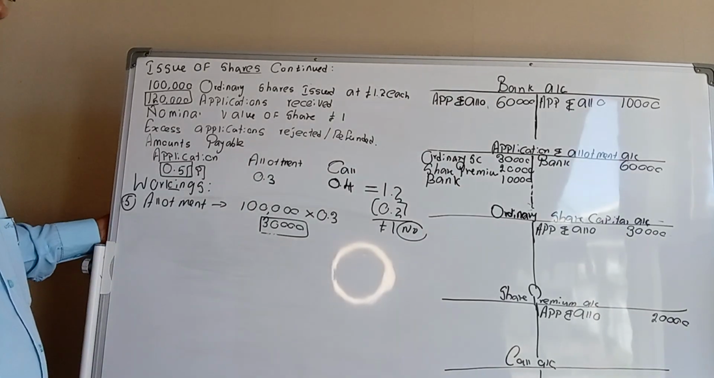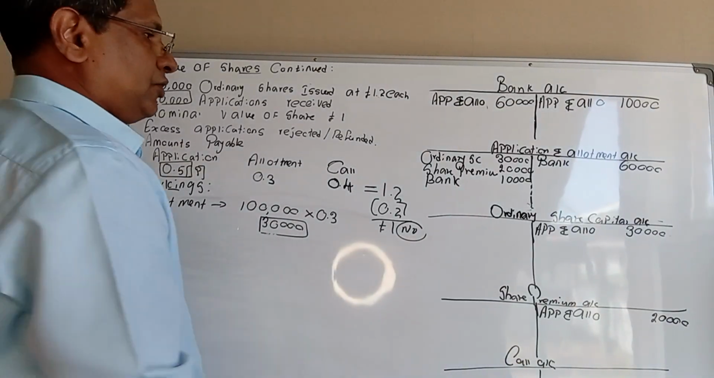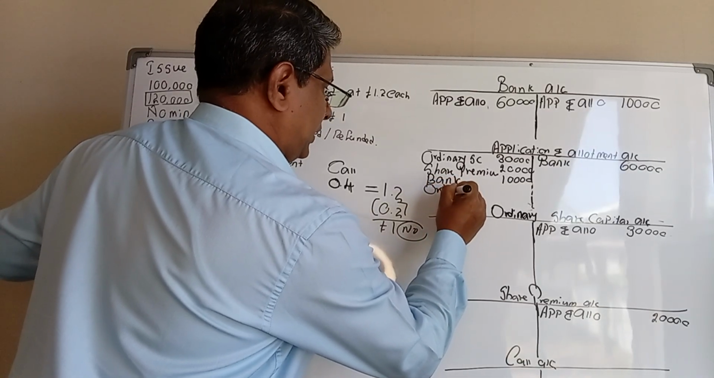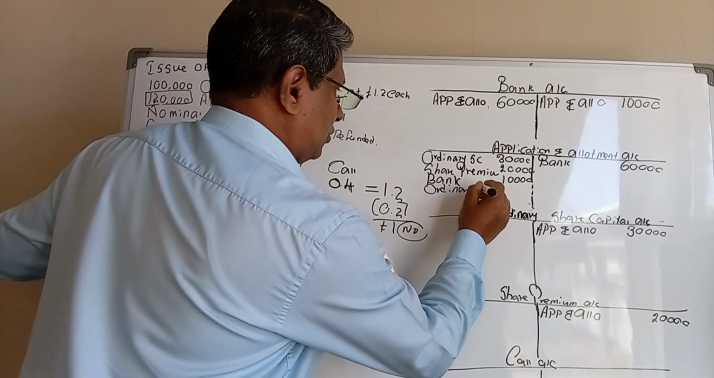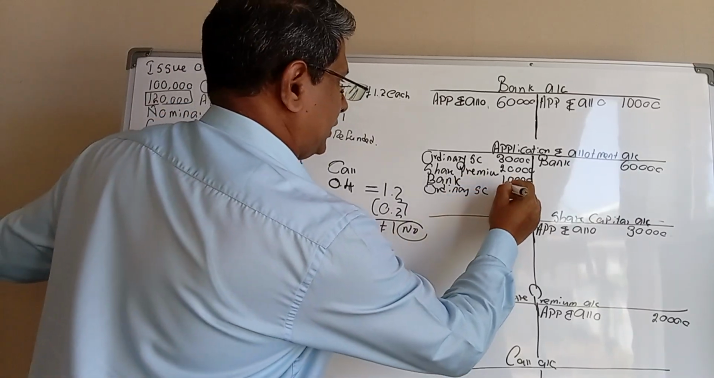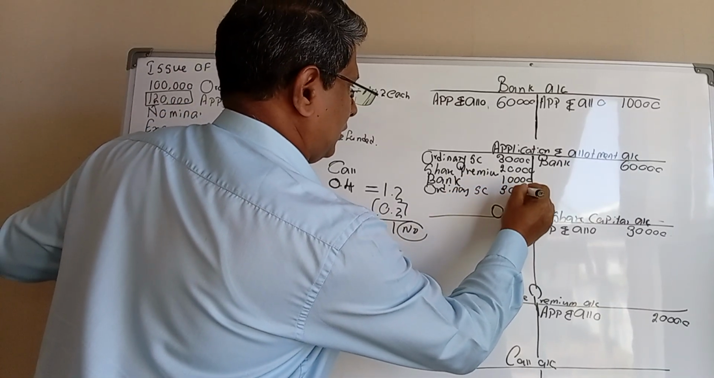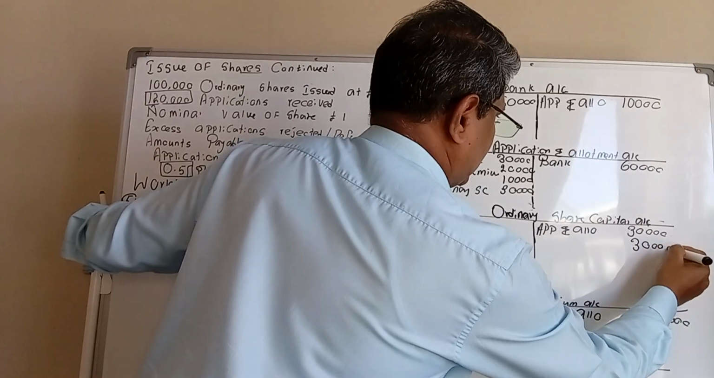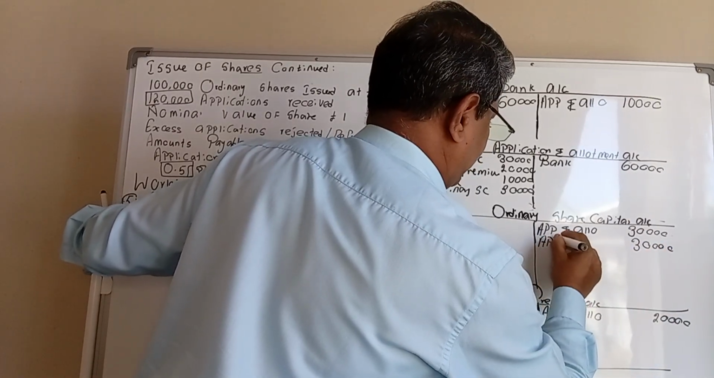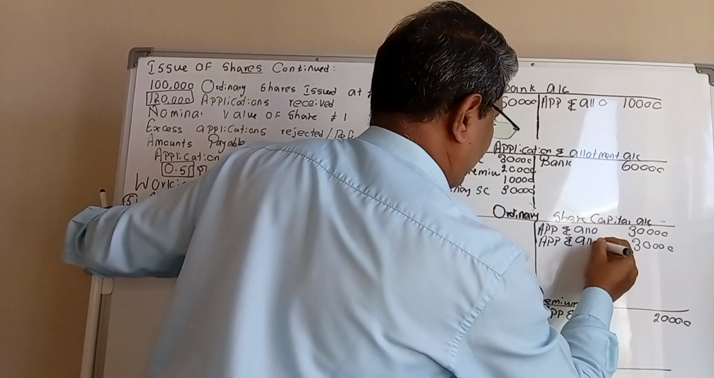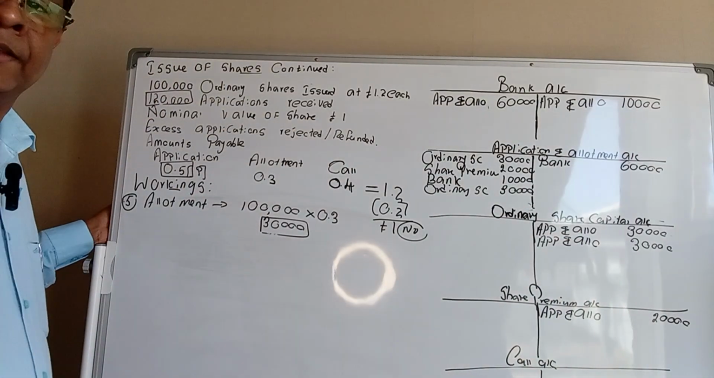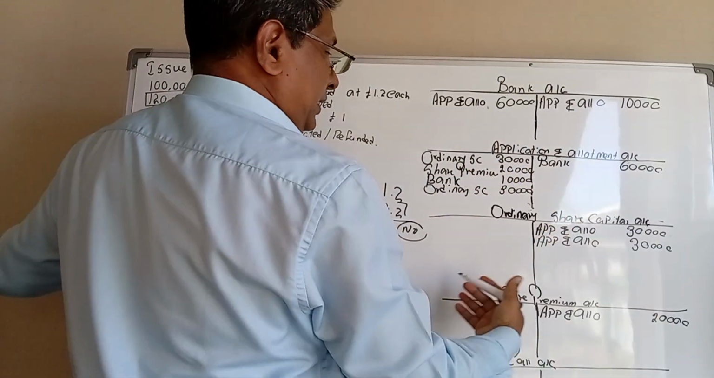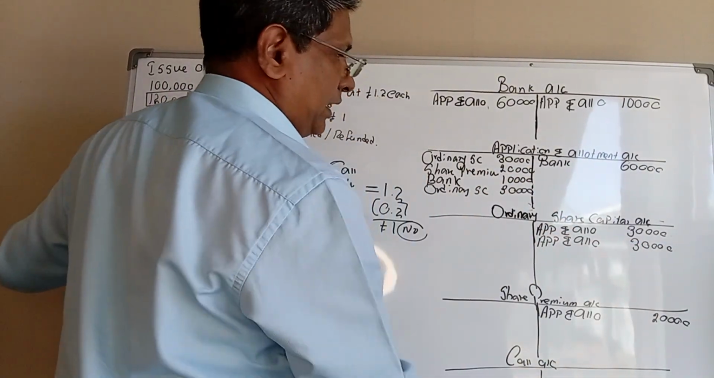Where does it go to then? It has to go to the ordinary share capital. Therefore, I will debit my application and allotment account as ordinary share capital, 30,000. I will credit my ordinary share capital by 30,000 as application and allotment. Remember, using the short forms, okay? I have allotted the shares: application allotment debit, and ordinary share capital account is credit.